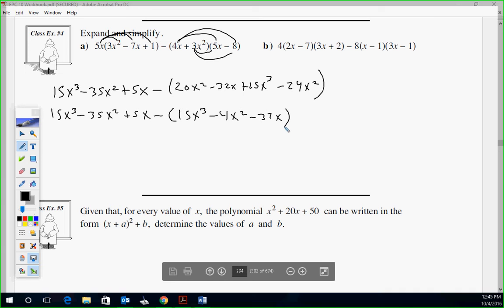Okay. So what's happened almost in every one so far, just by coincidence, but it has happened, is that, again, 15x cubed minus 15x cubed. That's gone. Negative 35x squared minus a negative 4 makes it a plus. So that's going to be negative 31x squared. That's done. 5x minus a negative 32x means add again. And so that's going to be 37x. That's it for that one.